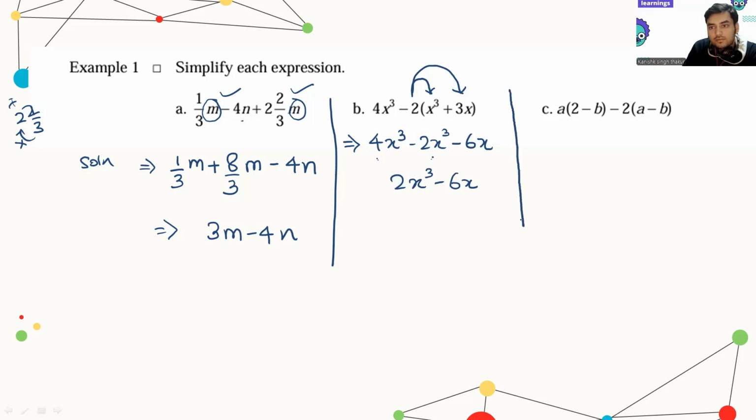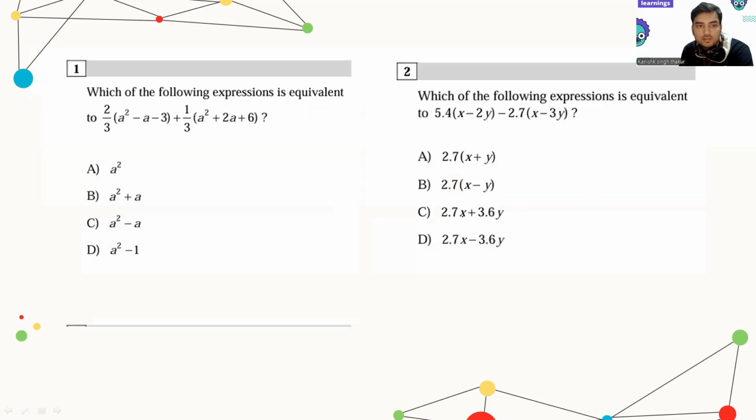And now we have this one, right? So A I'll distribute inside. So this will be 2A minus AB minus 2A plus 2B. Okay. So minus 2A plus 2A cancel. So 2B minus AB, this would be the answer. I hope you guys must have got this.